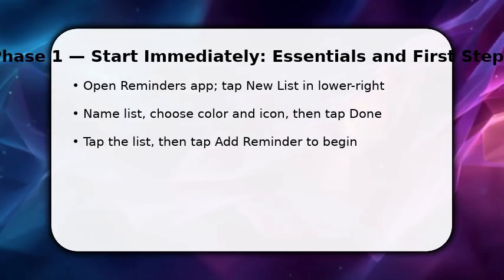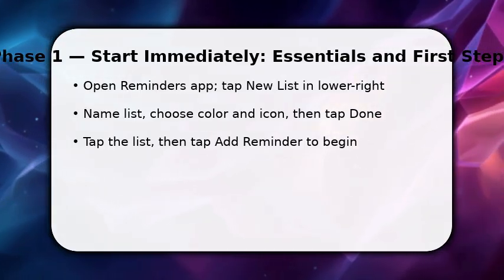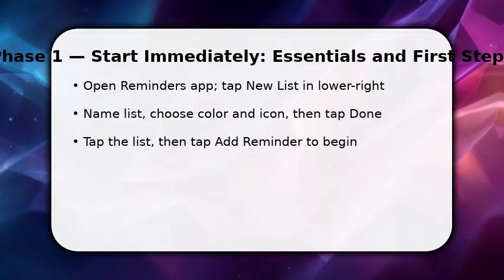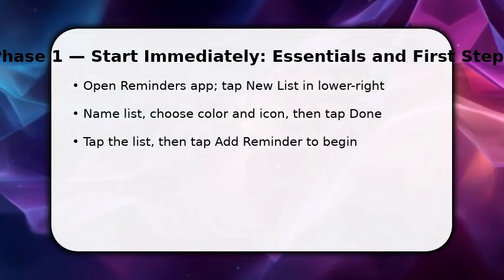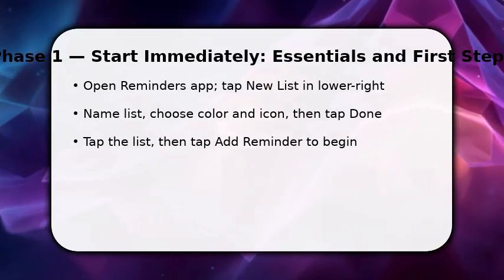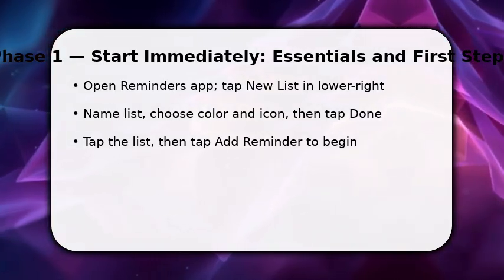You start by opening Reminders and making a dedicated list so items stay organized. Tap New List, name it, pick a color and icon. This helps you scan quickly later. Once done, open that list and tap Add Reminder to create your first item.